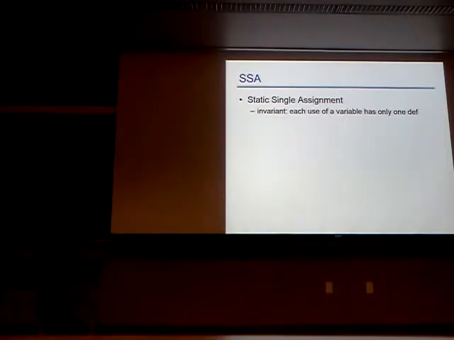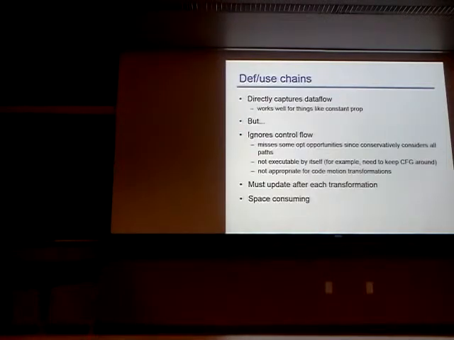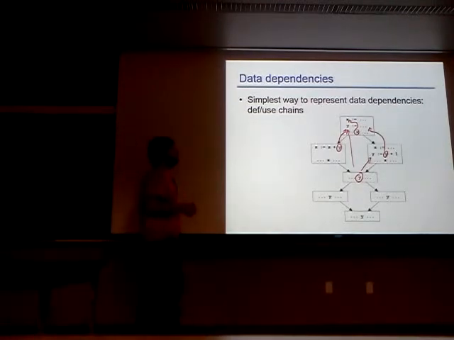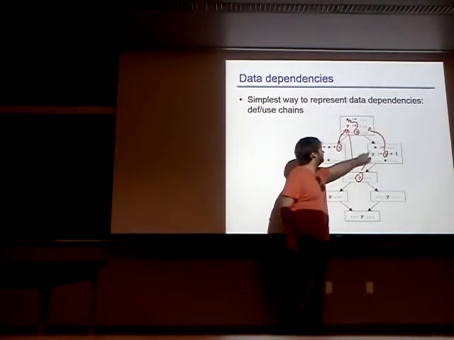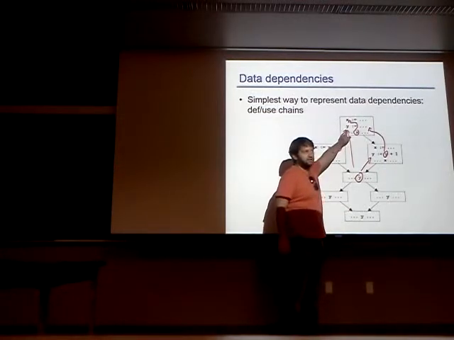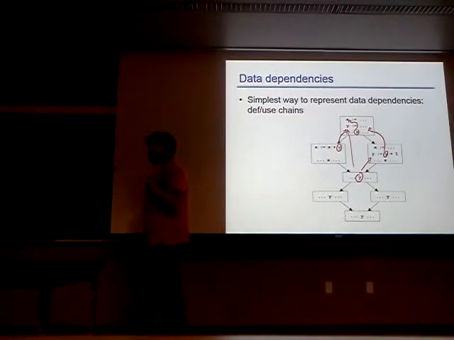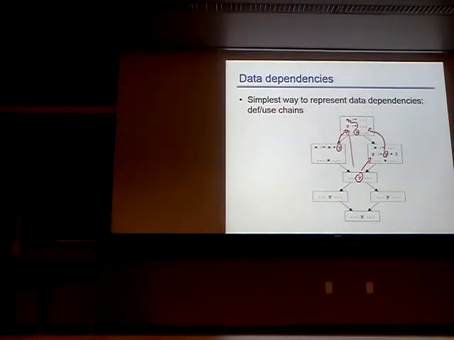So the idea of static single assignment is that every variable can only be assigned once in the program. There's only one assignment per variable. Now, this program is not in SSA form, because here you have one assignment and here you have another assignment, both to the same variable. So this program does not satisfy the SSA constraint.